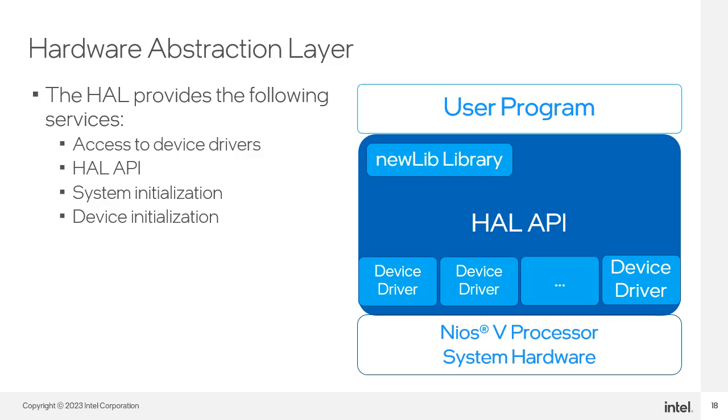The HAL provides the following services: 1. Access to the device drivers to each device in the system. 2. The HAL API provides a consistent, standard interface to HAL services, such as device access, interrupt handling, and alarm facilities. 3. The system initialization performs initialization tasks for the processor and the runtime environment before main. 4. The device initialization service instantiates and initializes each device in the system before main runs.